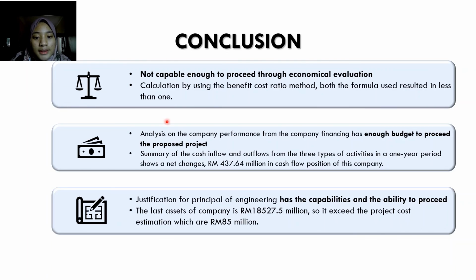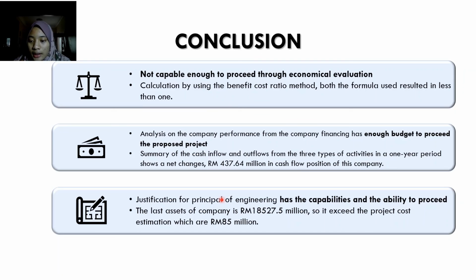So next, through the company performance and financing, it is stated that it has enough budget to proceed with the proposed project. Why? Because the summary of the cash inflow and outflow of the 3 types of activities in a 1 year period shows a net change of 437.64 million ringgit in the cash flow position of this company. While the justification through the principle of engineering shows that it has the capabilities and the ability to proceed. Why? Because the total asset of Shell Sdn Bhd is 18527.5 million, which means that it already exceeds the project estimation, which is only 85 million ringgit.